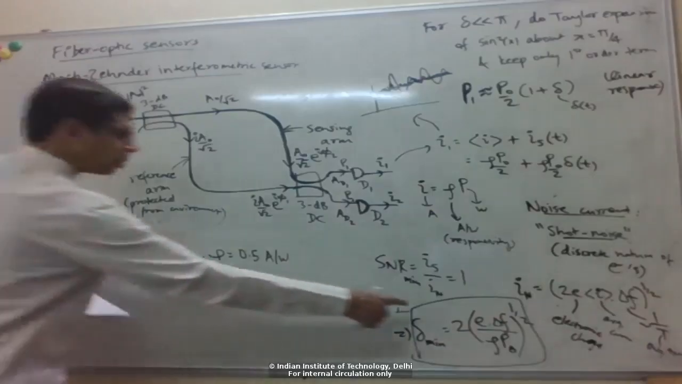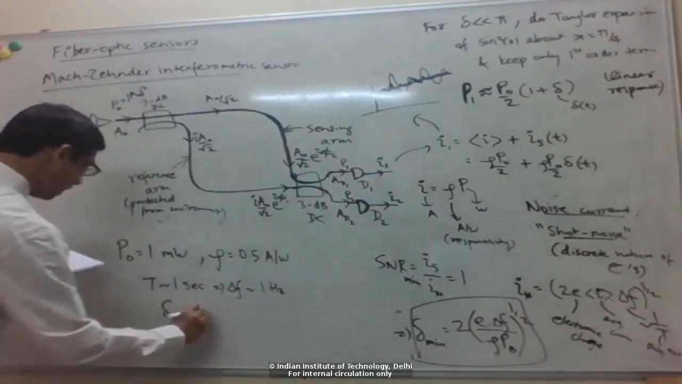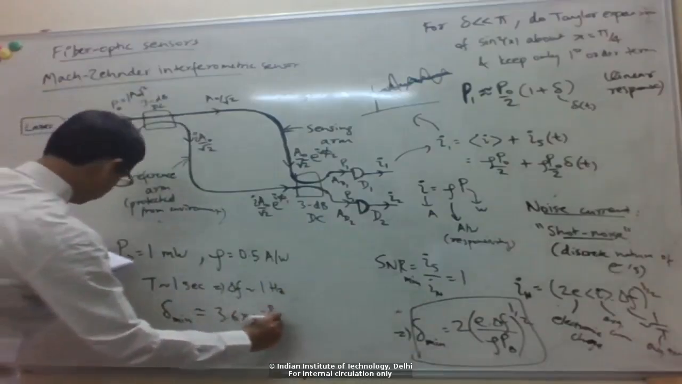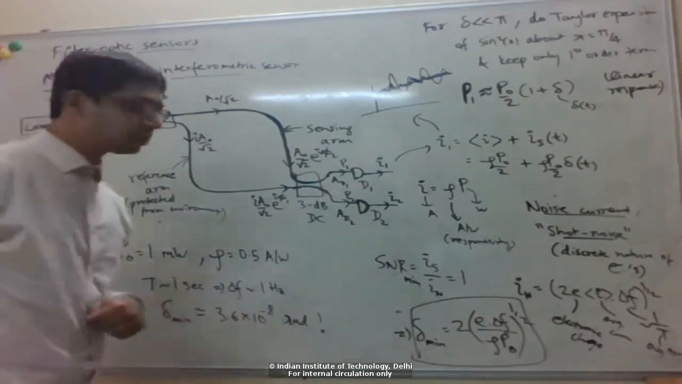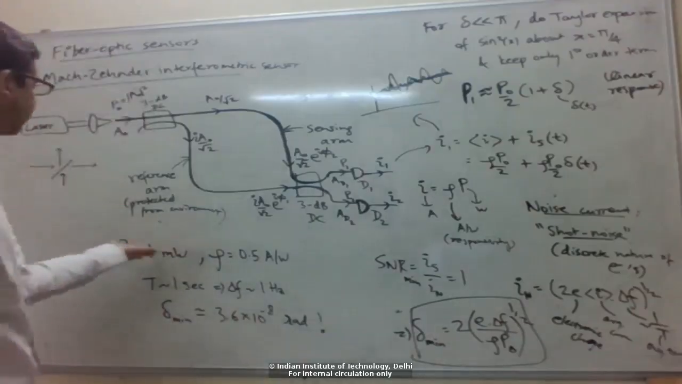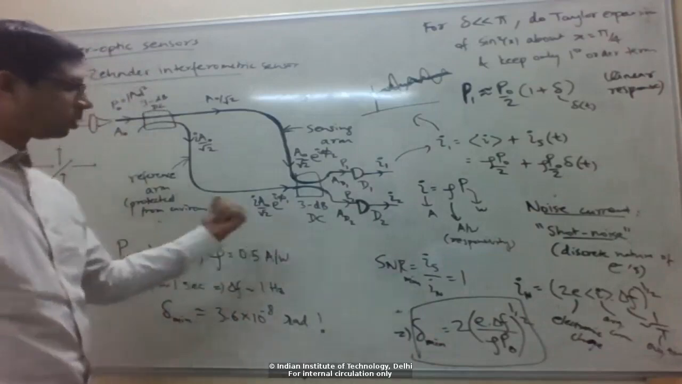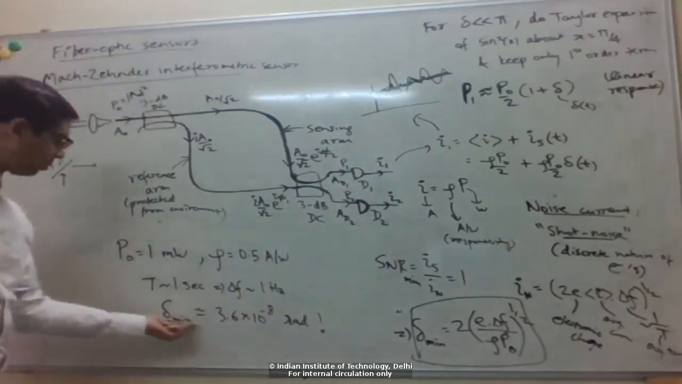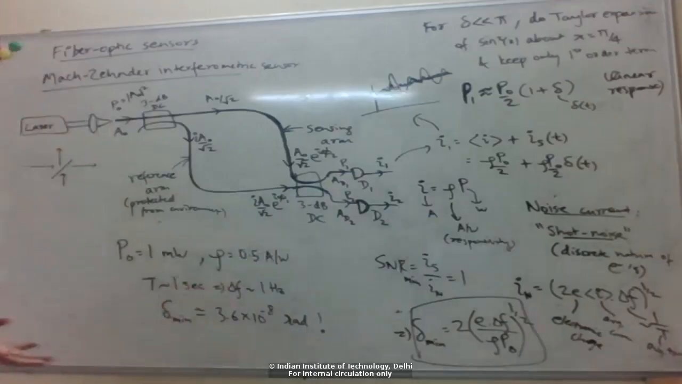Then for these parameters, if you put the numbers in, the minimum phase change that can be detected comes out to be about 10 to the minus 8 radians. You can see this is a very small change, with some reasonable parameters, 1 milliwatt power, and a typical value for the responsivity of the photodetector. So we can really measure very small phase changes. That shows you the power of these optical sensors.